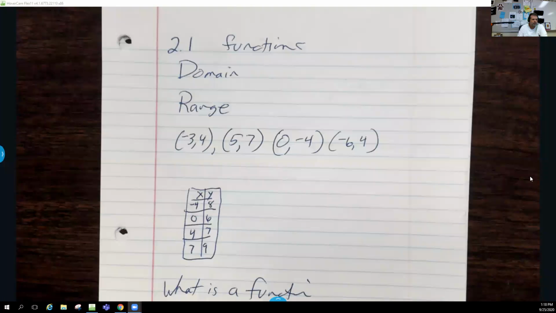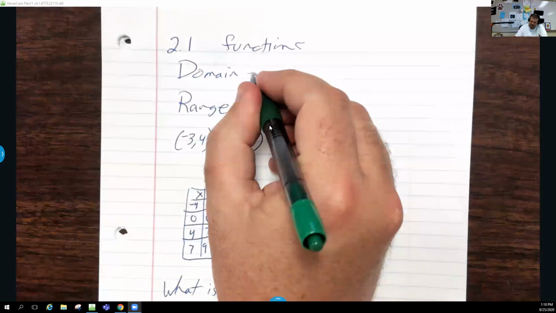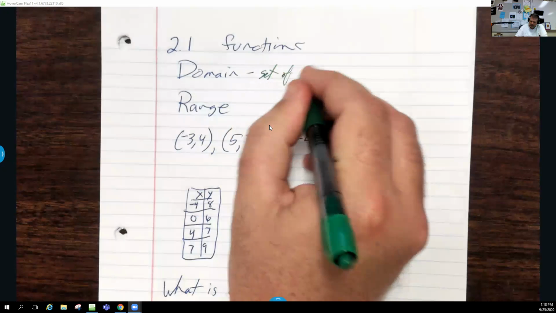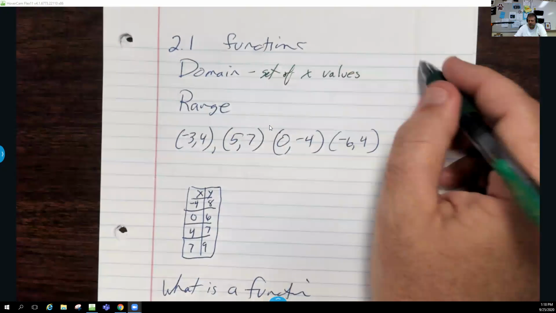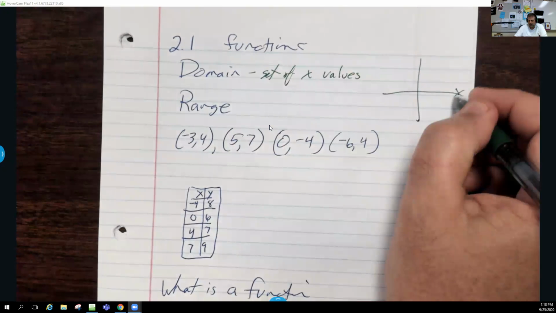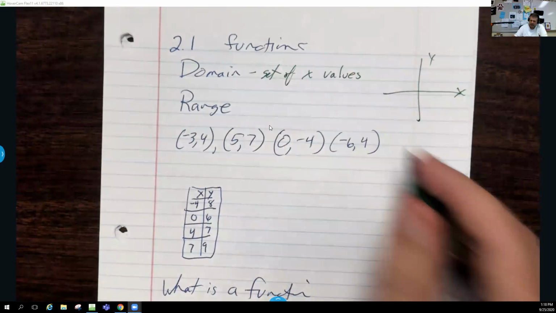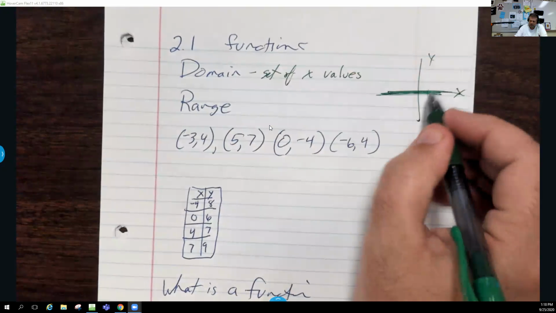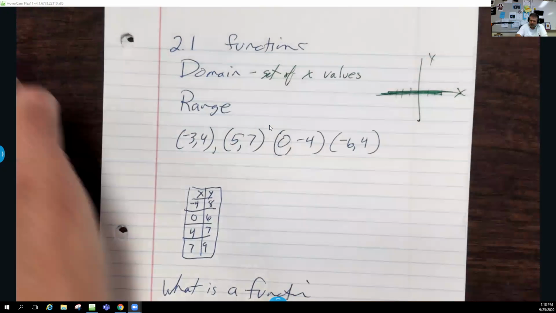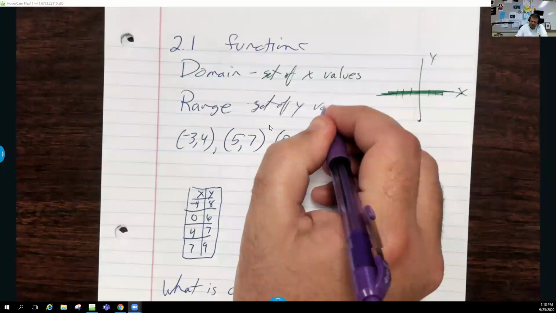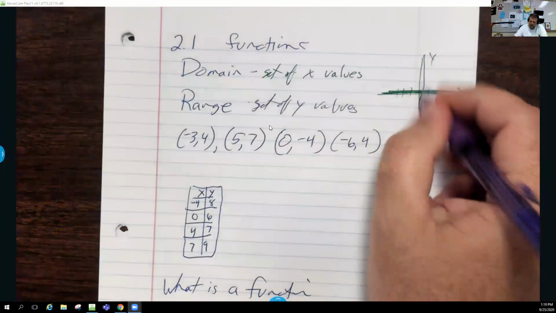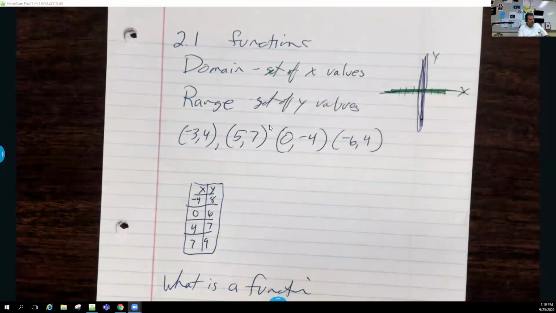So let's talk about functions. Okay, so 2.1, we first talk about domain. So domain basically is a set of the x values. Okay, and we have to talk about x and y, right? So talk about x values. That's these values here. Okay, 1, 2, 3, -1, -2, -3. And then range is the set of the y values. It's this way. Okay, and it gets confusing for some kids.